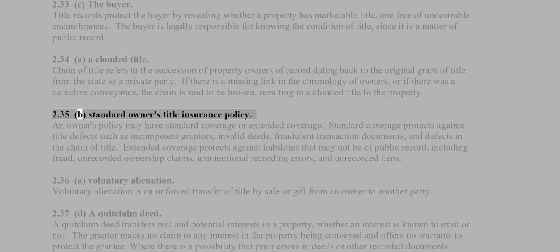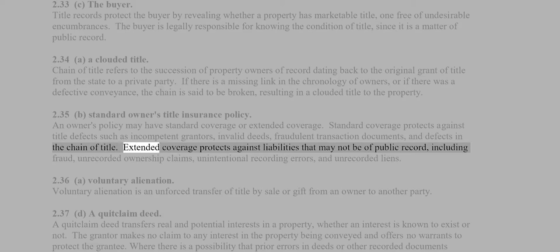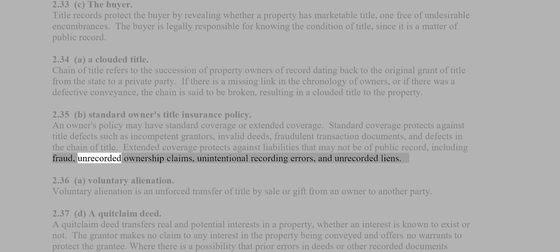2.35 b. Standard Owner's Title Insurance Policy. An owner's policy may have standard coverage or extended coverage. Standard coverage protects against title defects such as incompetent grantors, invalid deeds, fraudulent transaction documents, and defects in the chain of title. Extended coverage protects against liabilities that may not be of public record, including fraud, unrecorded ownership claims, unintentional recording errors, and unrecorded liens.